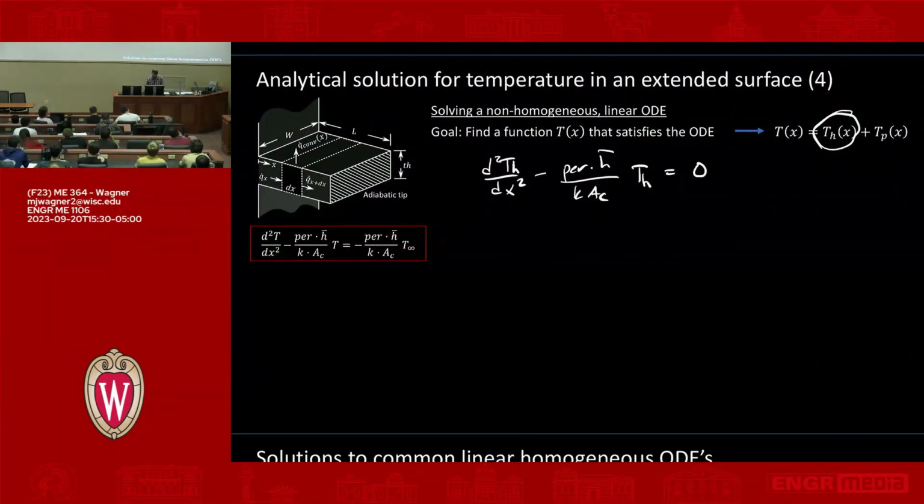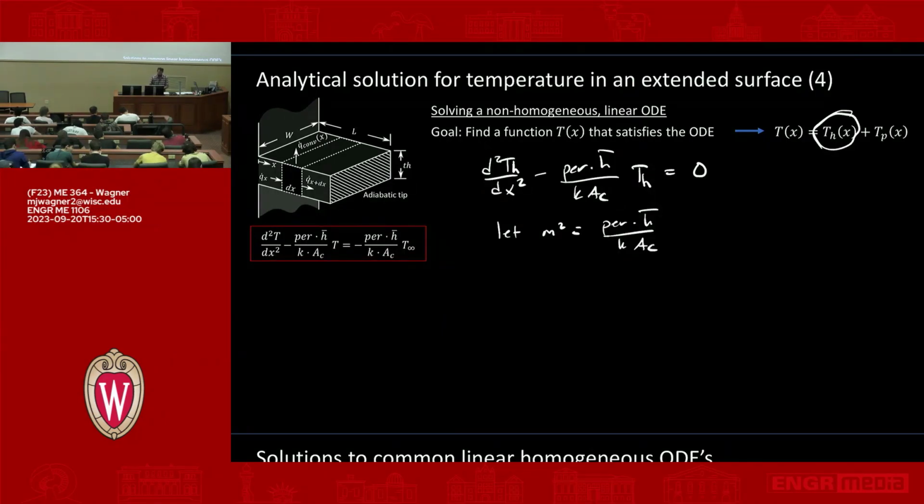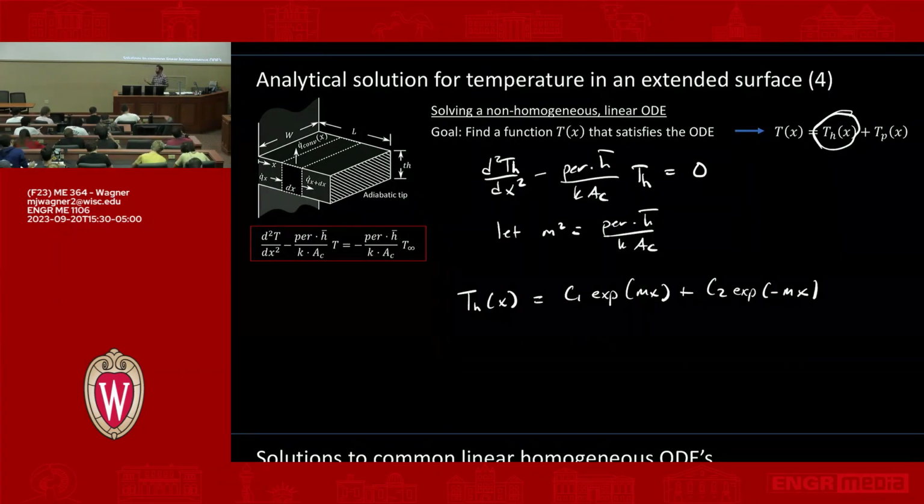So let's let m squared equal perimeter h bar over k A_C. And then my solution is just T sub h is equal to C1 exponential of mx plus C2 exponential of minus mx. Again, m is the square root of that thing above. Great, so now we have our homogeneous solution, and we have our particular solution.